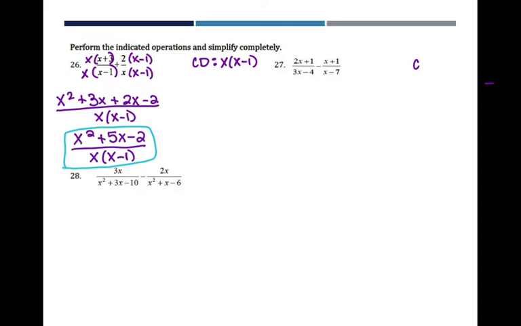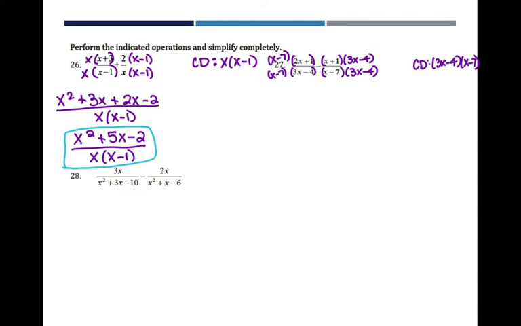27. My common denominator is going to be the 3x minus 4 with the x minus 7. And again, I'm going to multiply each fraction by what is missing from your common denominator in order to create fractions with the same denominator. So this first fraction, I'm going to multiply by x minus 7. And of course, whatever I do to the bottom, I also need to do to the top. And the second fraction, I'm going to multiply by 3x minus 4.